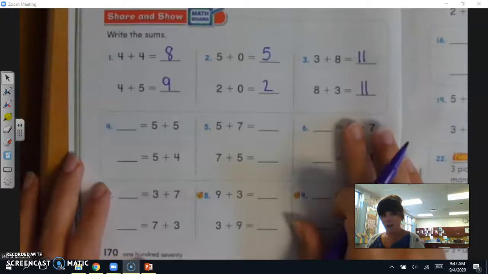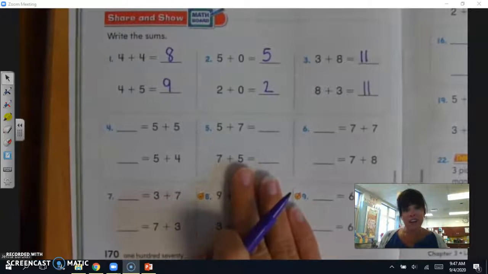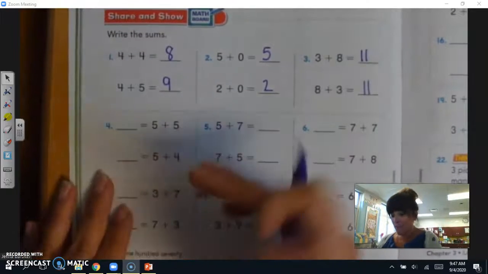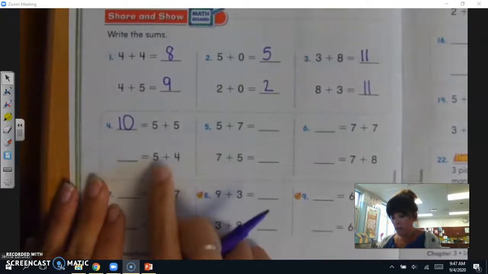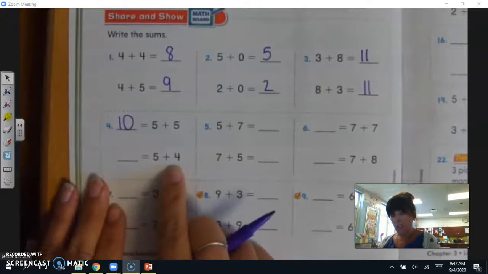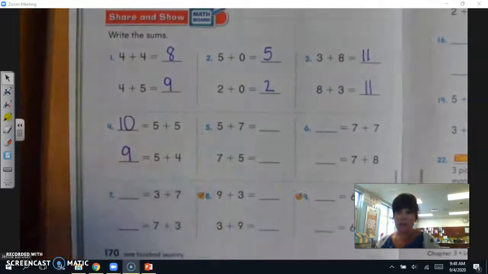Then we'll go to number 4. 5 plus 5. Another doubles fact. Easy. 5 plus 5 equals 10. If 5 plus 5 equals 10, then 5 plus 4 would equal 9. One less.